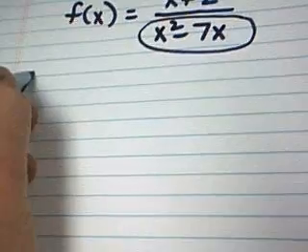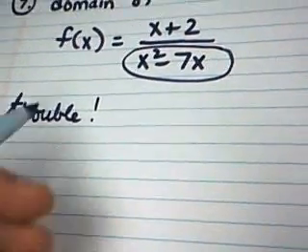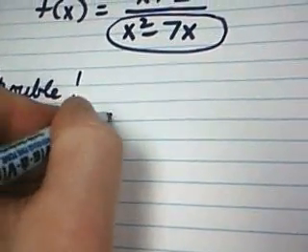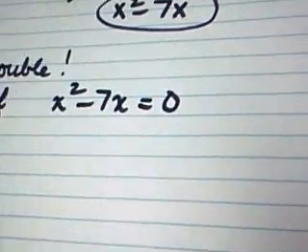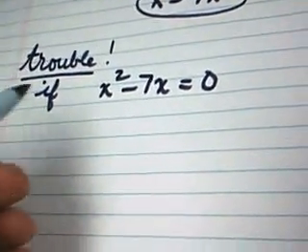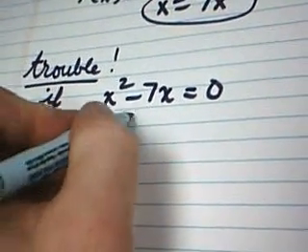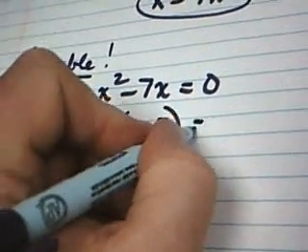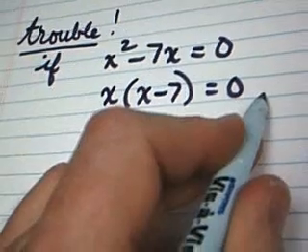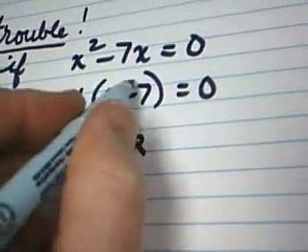What would cause me big trouble is if the denominator, if x squared minus 7x became 0. That's what I want to avoid. But let's find the trouble. Let's find out what makes the denominator become 0. By factoring this expression as x times x minus 7, we see that there are two things that would cause this to become 0. Either 0 itself or 7.